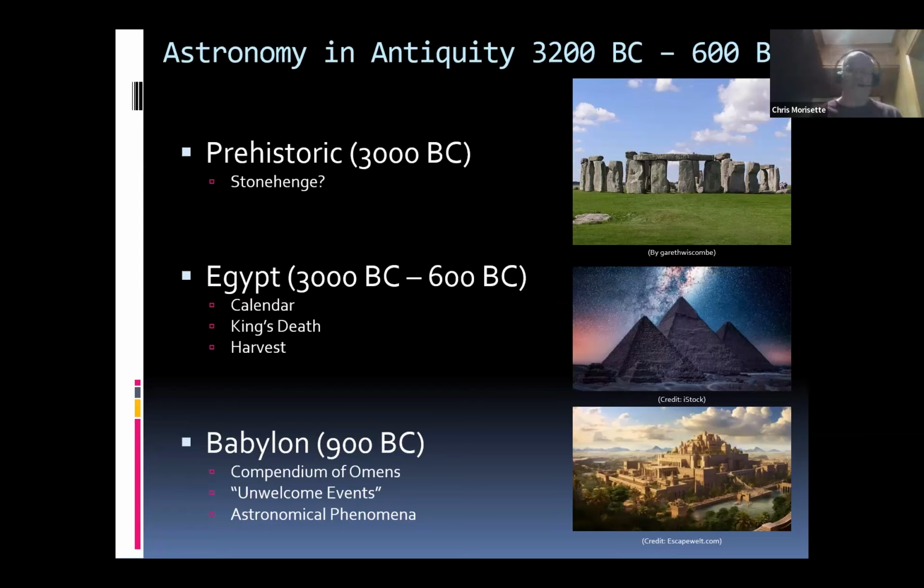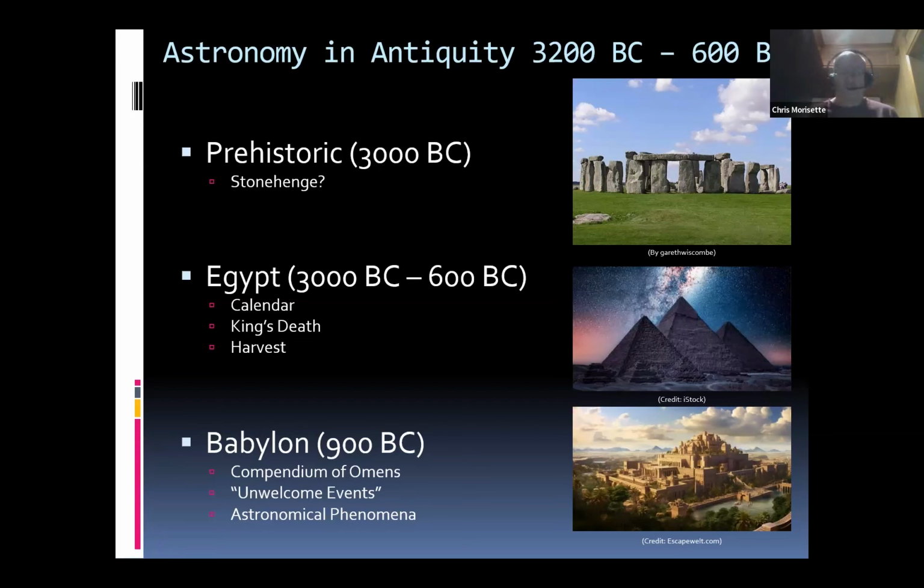In Babylon, around 900 BC, and I just want to preface by saying Babylon is actually a civilization that preceded and ran in parallel with Egypt. So it's an older civilization than ancient Egypt, but I wanted to focus in on their use of astronomy in this one particular set of bullets here.